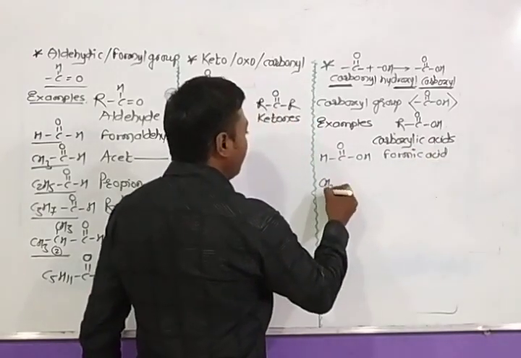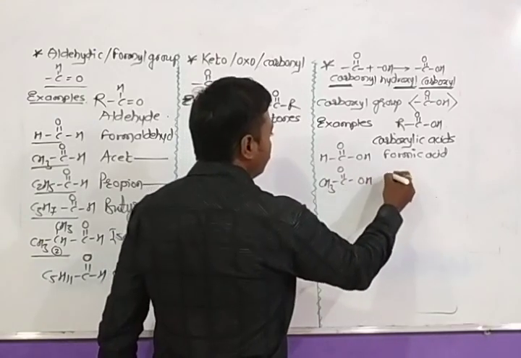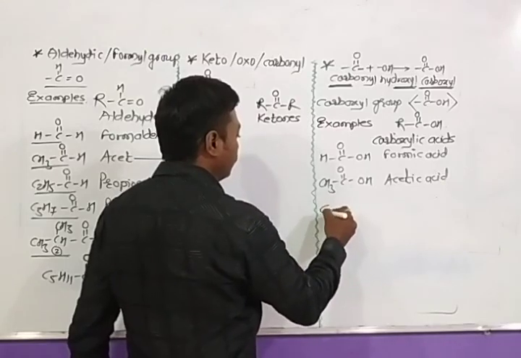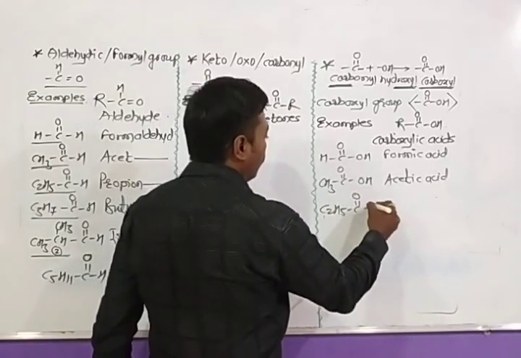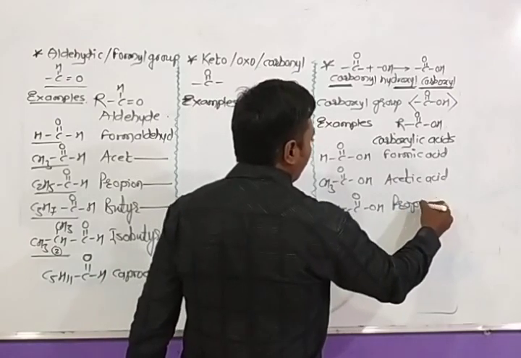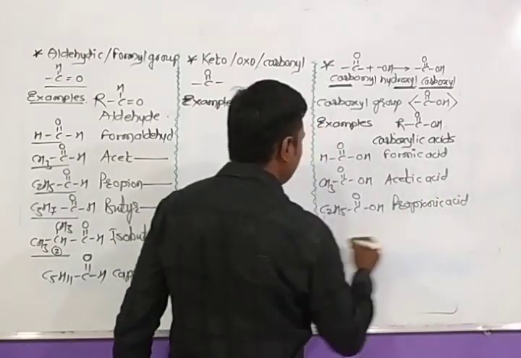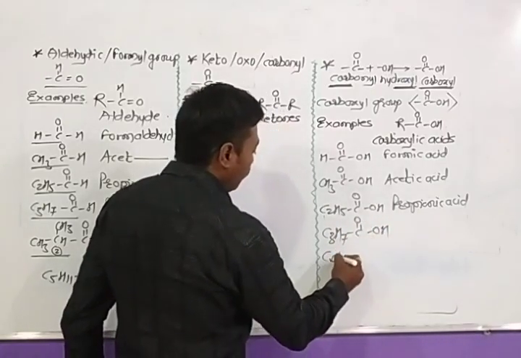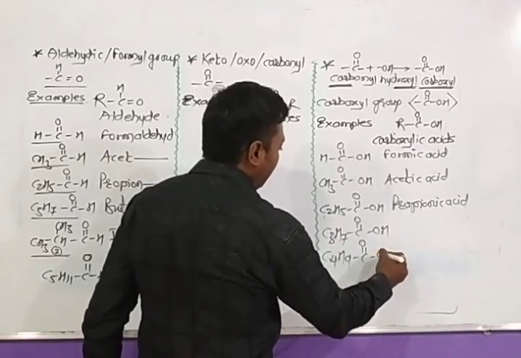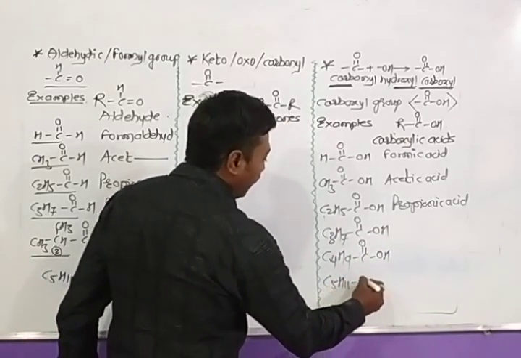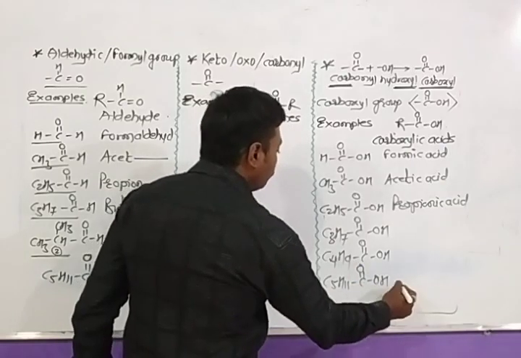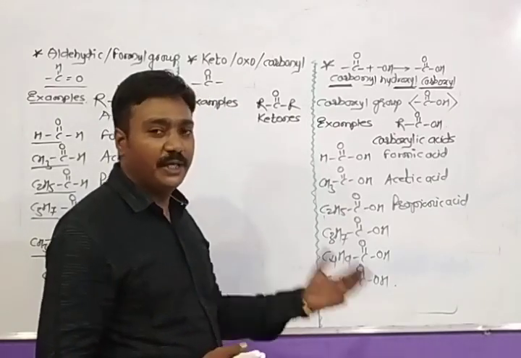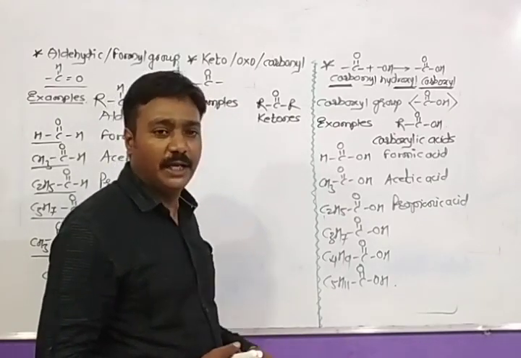It is acetic acid. Next one will be propionic acid. Next one will be butyric acid. Next, valeric acid. And then again, caproic acid. Other higher carboxylic acids are also possible, like palmitic acid, stearic acid, linoleic acid.